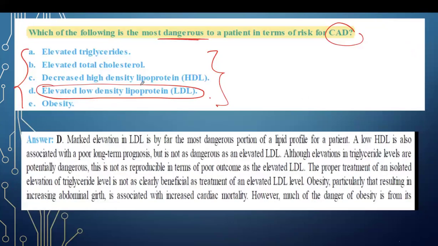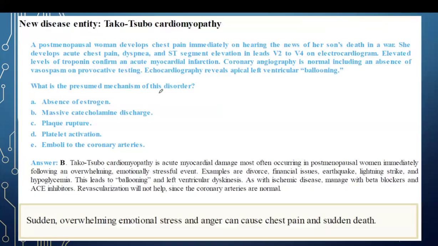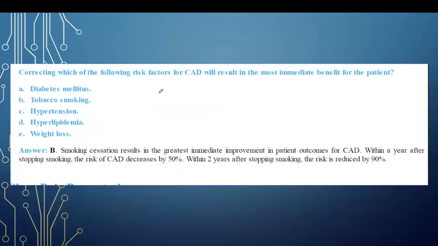So if diabetes was in the option, then that would be the answer, because diabetes is the worst or most dangerous one.